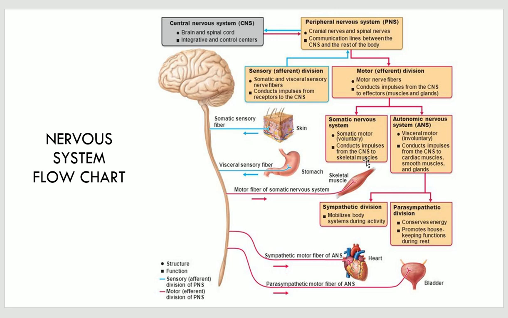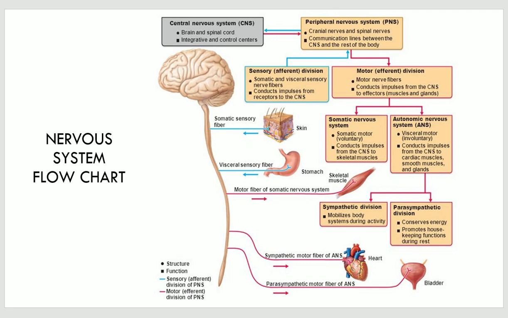Okay, so again, somatic, voluntary movement, information's being sent from the central nervous system to the skeletal muscles, and you're moving those skeletal muscles voluntarily. Now, on the other hand, the autonomic nervous system sounds like automatic, right? Well, it's not automatic, it's autonomic, so make sure you don't mistake the spelling there. Autonomic nervous system. So this is involuntary.